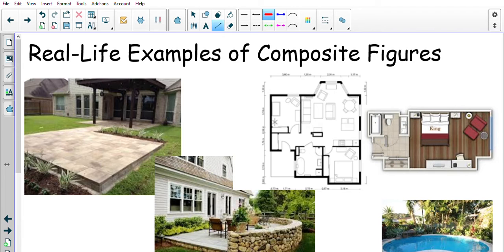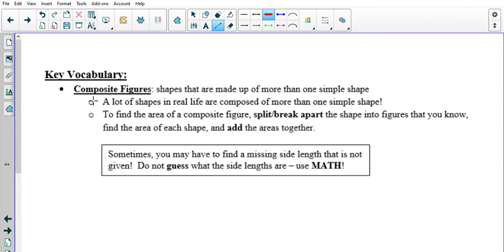We have this pool down here. It'll be nice once the weather's a little warmer, we can get outside. It's not a perfect circle. It's not a perfect oval. So we consider those composite figures. They're made up of more than one simple shape. So when we talk about what composite figures are, these are shapes that are made up of more than one simple shape. And again, most shapes in real life are composed of more than one simple shape. I would encourage you when you're getting outside over the next week, when you're walking around your house, when you're watching TV, try to identify some composite shapes or composite figures.